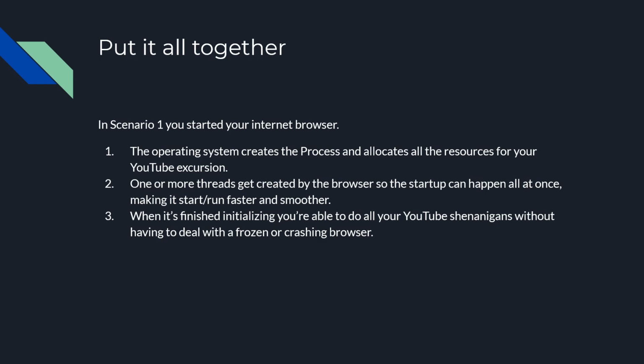We got scenario 1. You started your internet browser to watch those funny cat videos. The operating system makes the process, allocates the resources, and creates one or more threads for the browser. This will make it so it can start up fast and run all the code it needs to run in an optimized time. Makes it feel like your browser is this lightning fast, modern, sleek thing. And when it's finished initializing, it'll continue running the code until the program is closed and the process exits.